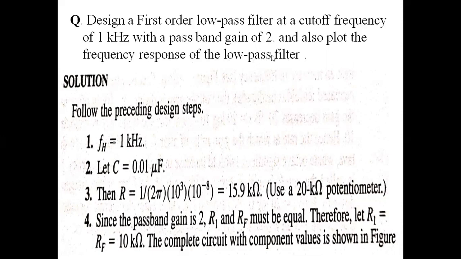We have already discussed the design procedure for the first order low pass filter, so follow those steps. For the given problem, the cutoff frequency for the first order low pass filter is denoted by fh, and it is given as 1 kilohertz. Note that fh is 1 kilohertz, and let the value of the capacitor be 0.01 microfarad. That is what we have discussed in the design steps of the filters.